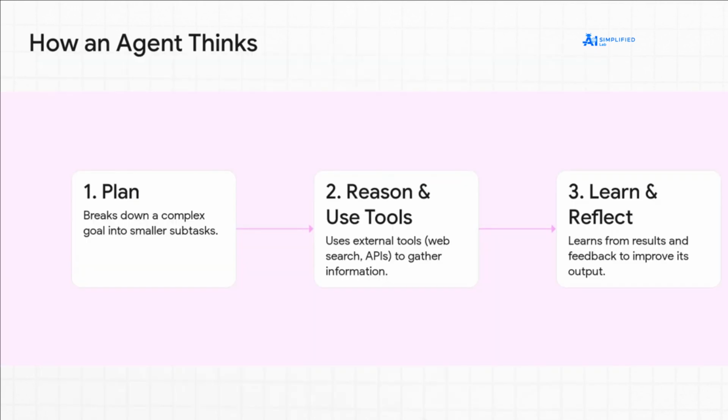So how does an agent actually think? It's pretty cool. It doesn't just react to your prompt. No, it actually strategizes. First, it makes a plan. Then it figures out, okay, what information am I missing? And it goes and uses its tools to find it. And then it learns and reflects. It's this whole cycle of planning, acting, and learning that lets it handle those big, chunky projects that would totally stump a regular chatbot. Alright, time for the showdown.